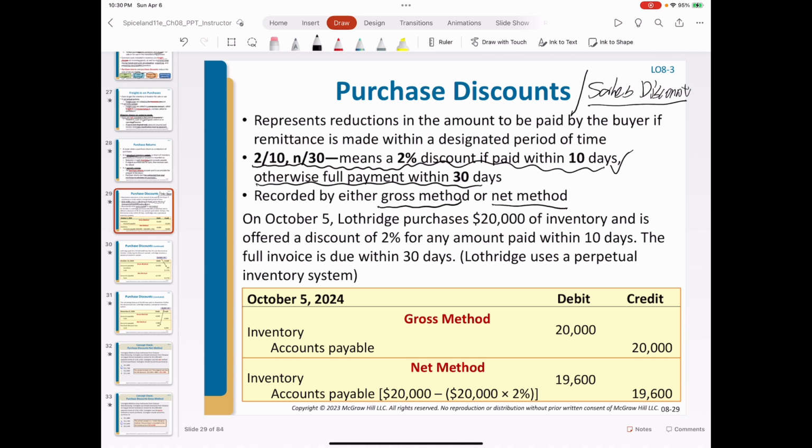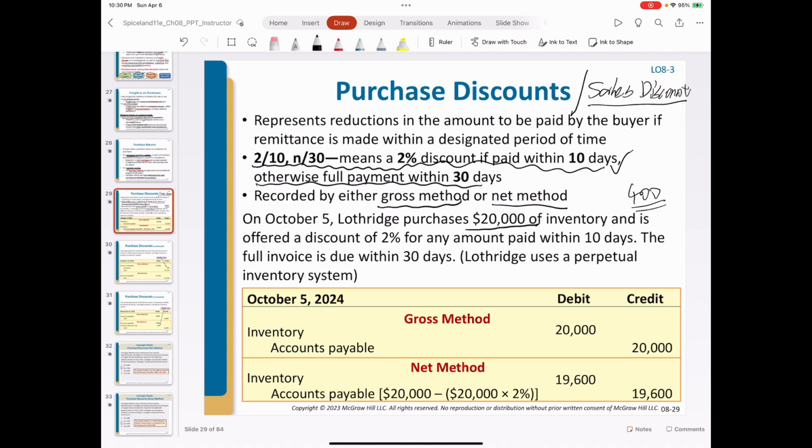Okay, so the total purchase was $20,000. So 2% of $20,000 is $400. That's the total purchase discount. This is a purchase discount from the perspective of the buyer. It is also a sales discount from the perspective of the seller.